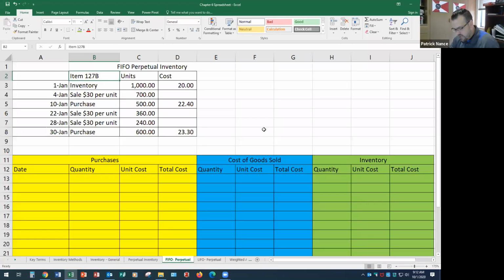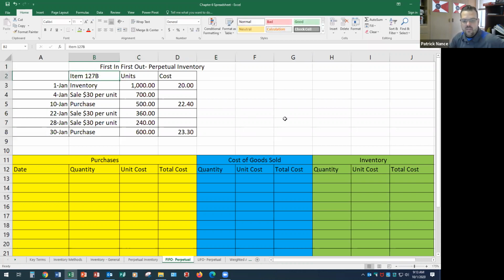Okay, so now we're going to talk about more specific inventory methods. We're going to start with perpetual inventory, and we're going to use the FIFO method. So first in, first out. I'll type the whole thing out, I guess, since it's our first time talking about it. First in, first out, which is FIFO, and we're going to use the perpetual inventory method.